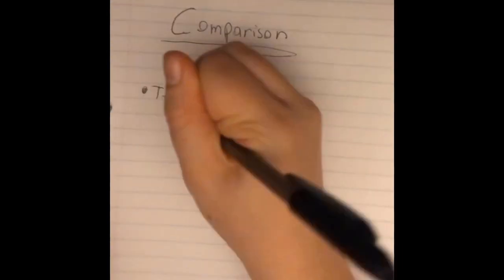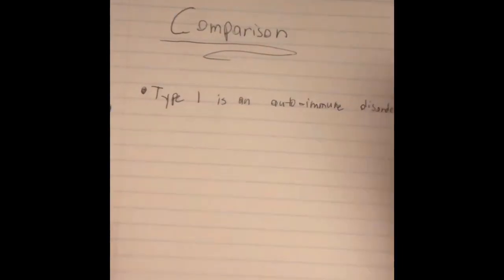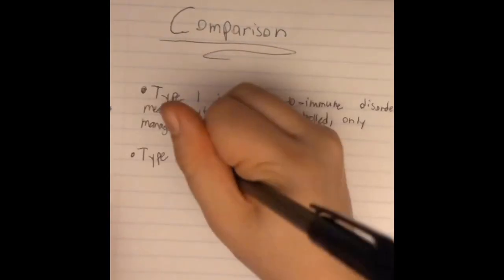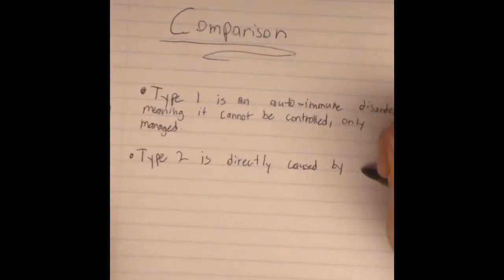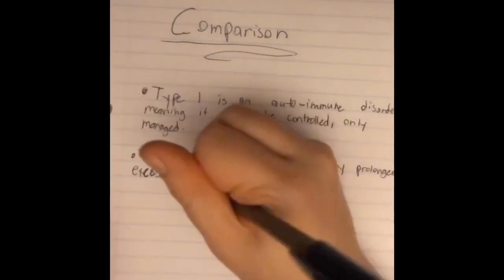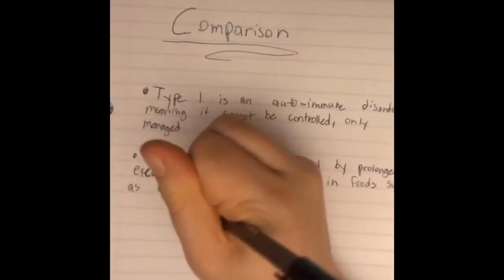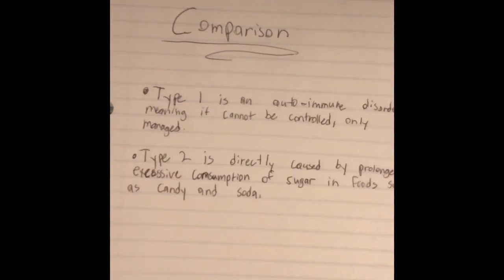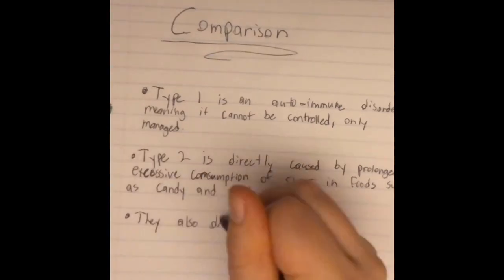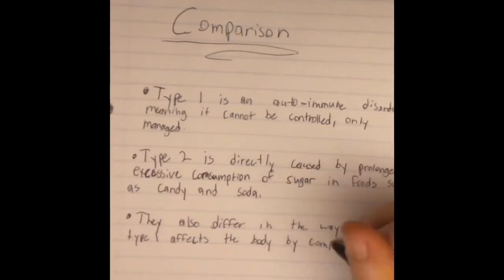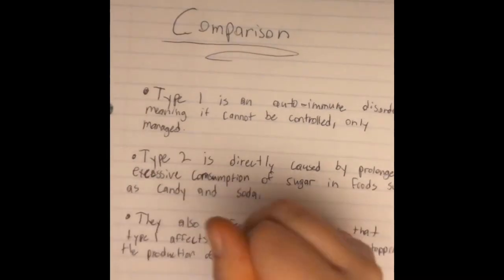And finally, we have a comparison between the two types. Unlike type 2, type 1 is an autoimmune disorder, meaning that it can't really be controlled and it can only be managed through diet and taking insulin. Type 2 is different because it's directly influenced by bad living habits and diet. They also differ in the way that type 1 completely stops insulin production in the body, whereas type 2 just doesn't allow insulin to move into the receptors.